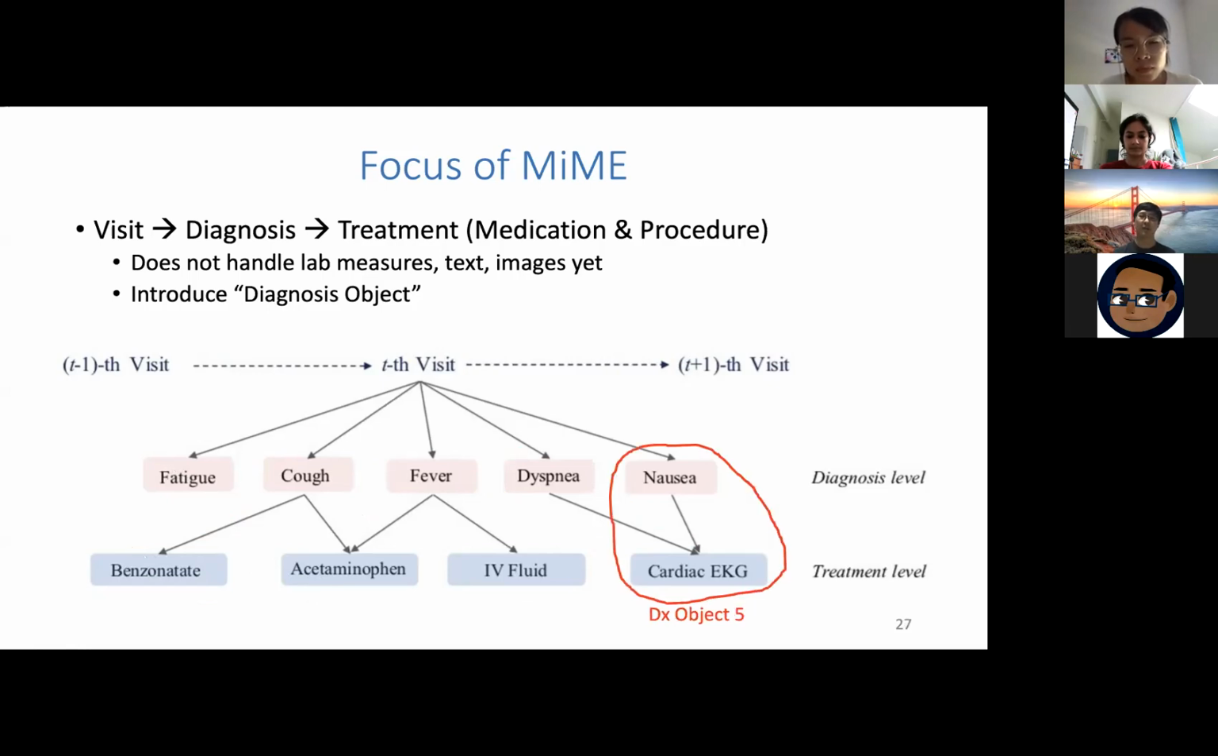So now we are seeing each visit not as a sum of codes, but as a sum of diagnosis objects. Each diagnosis object consists of 1 diagnosis and its related treatment codes. So it's a bit more hierarchical, and that's why the name of the paper is multi-level embedding. The essence is that we want to use multi-level information when deriving the representation of the visit so that we can use the physician's domain knowledge.